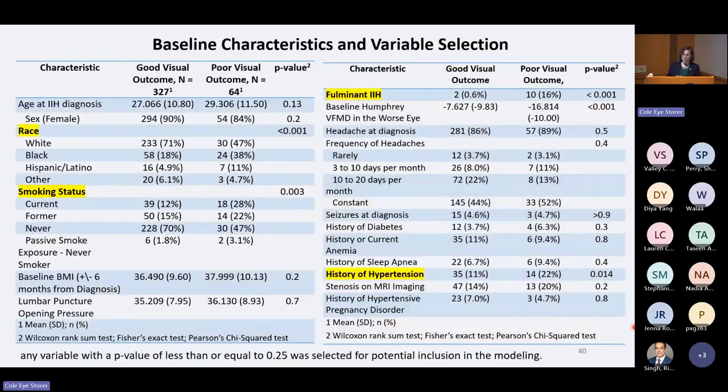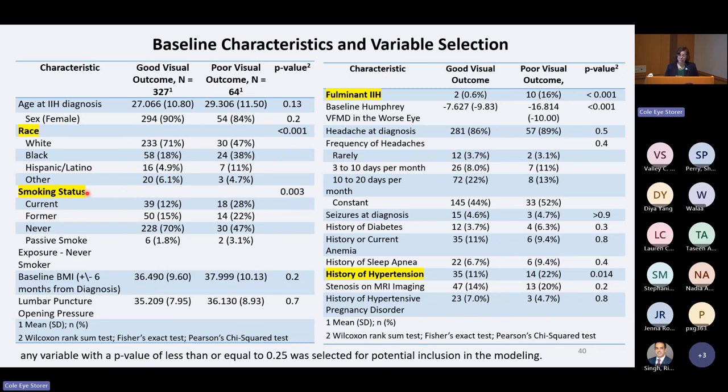And so this is an example of one of our descriptive tables here. And I just want to highlight a few interesting findings we had. First, we found there was a larger proportion of Black individuals that had a poor visual outcome compared to Black individuals that had a good visual outcome. And this was the same finding for Hispanic or Latino. And it's important because this really hasn't been reported on in the past in association with poor outcomes.